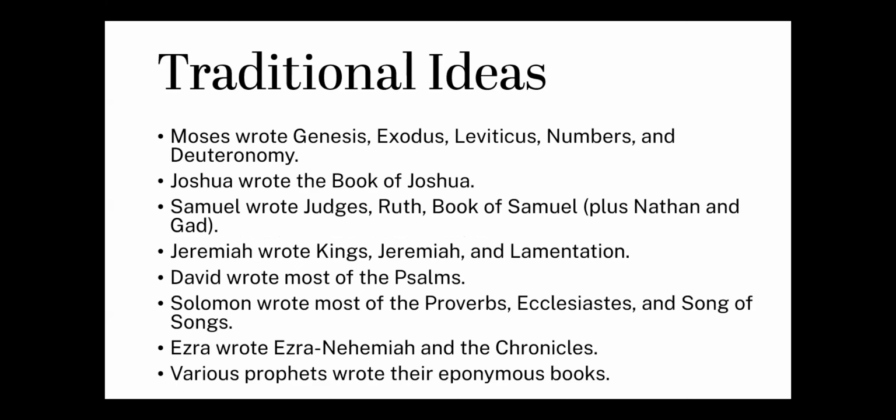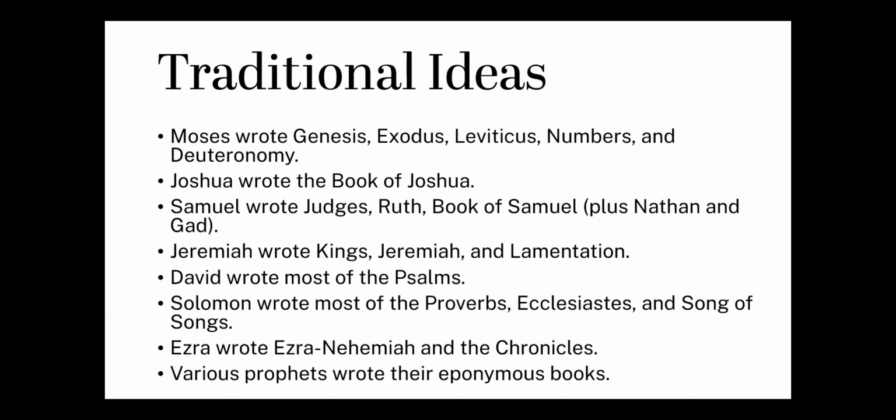So the traditional ideas, let's talk a little bit about authorship. The traditional ideas of who wrote the books of the Old Testament: Genesis, Exodus, Leviticus, Numbers, and Deuteronomy, which in Hebrew we call Torah, or in Greek we call Pentateuch. Moses would be the traditional author of these five books. And Joshua, of course, would write the book of Joshua. Samuel would be credited for the writing of Judges, Ruth, and the book of Samuel. That means 1 Samuel and 2 Samuel.